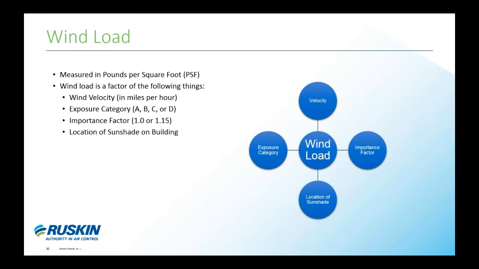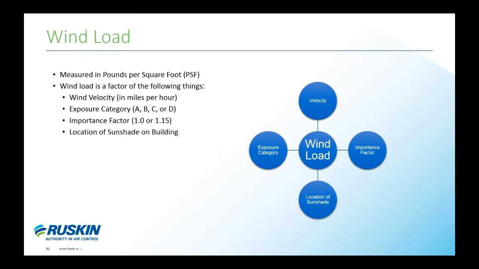When working with wind load, you have these basic requirements. You'll need your wind velocity, that's your miles per hour. There's not a direct correlation to wind miles per hour with just a conversion. We do get that question. You will need your exposure category, A, B, C, or D. Its importance factor, 1.0 or 1.15. 1.0 is for standard buildings, 1.15 is for key buildings such as hospitals. And then the location of the sunshade on the building.